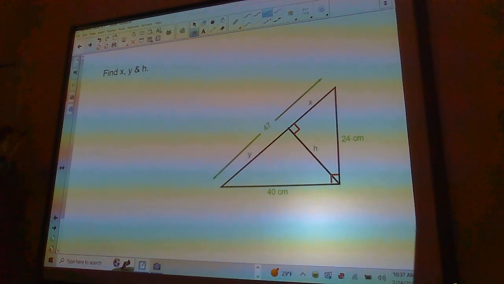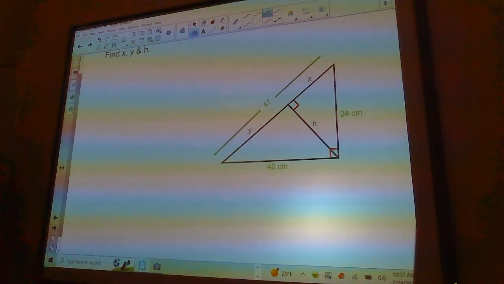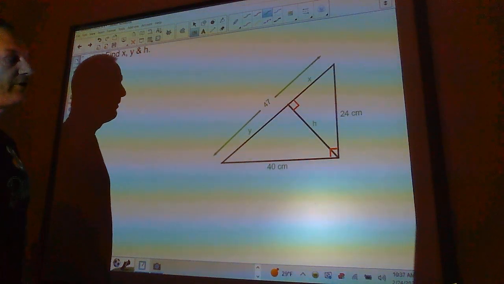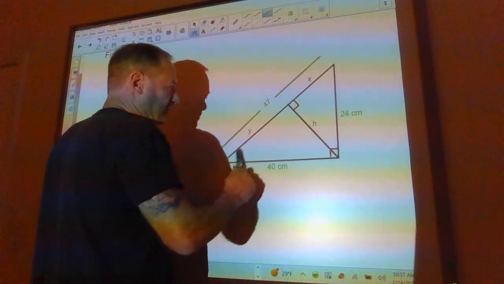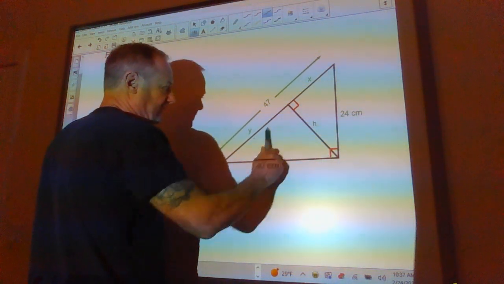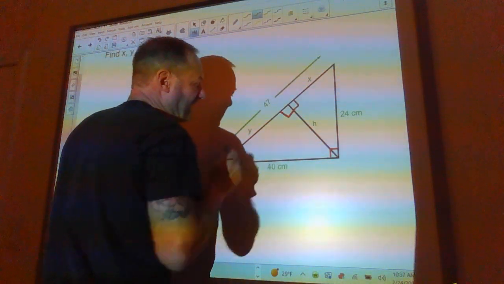All right, we got this situation. Find x, y, and z. Now, this is a complicated picture that people have a very hard time with. There are actually 3 triangles that are all similar here. You've got the big triangle, the small triangle, and the medium-sized triangle. All of them have a 90-degree angle because if this is 90, that has to be 90.